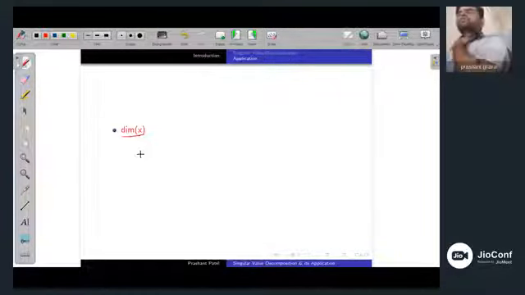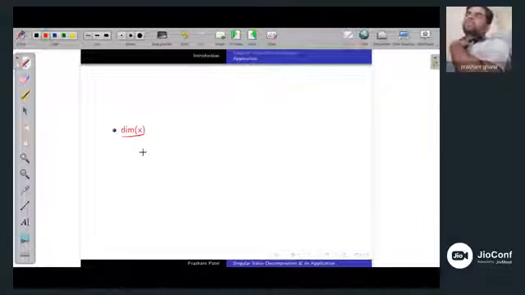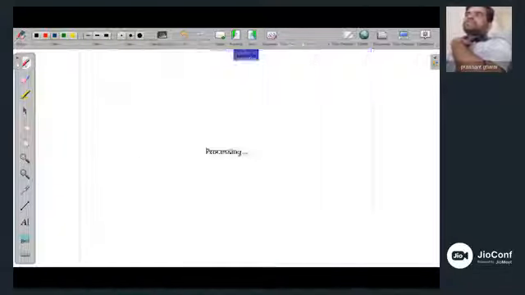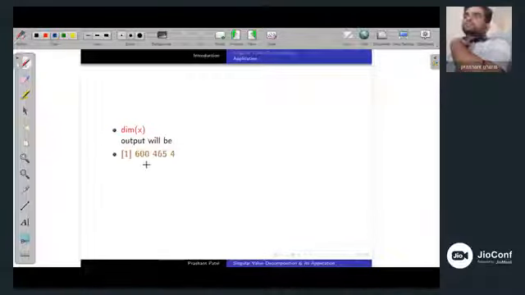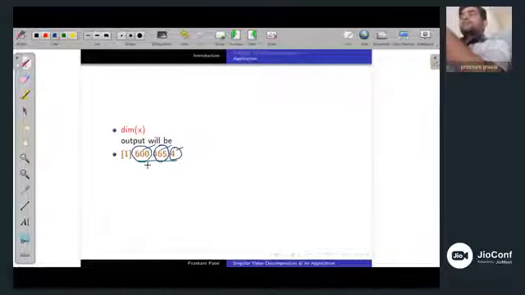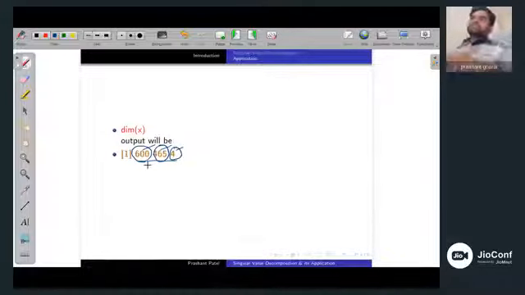Then there is an inbuilt command in R which gives you this output, that is 600 cross 465 cross 4. This is the number of rows, this is the number of columns, and this 4 is the number of layers in the picture which we have.